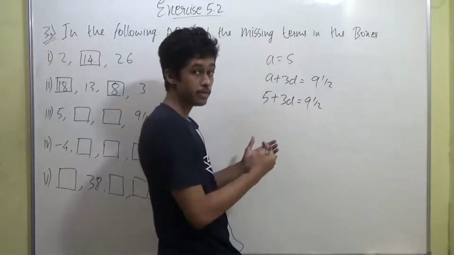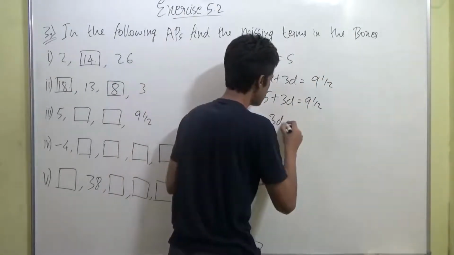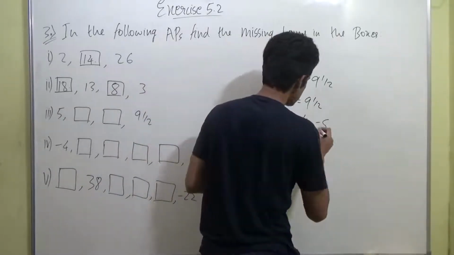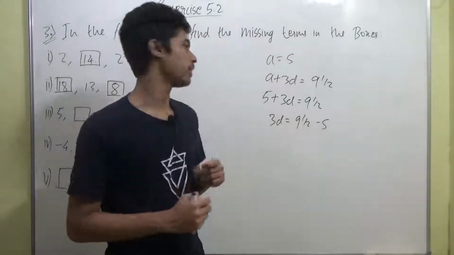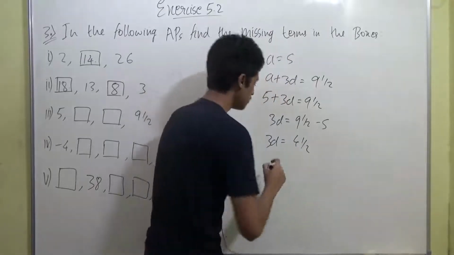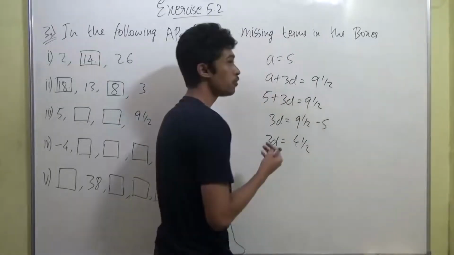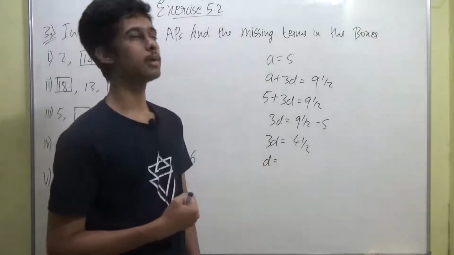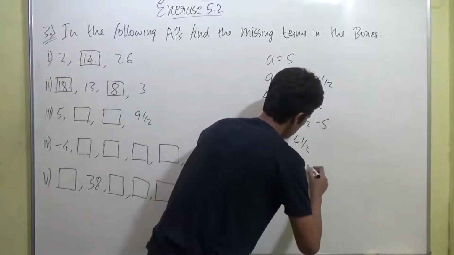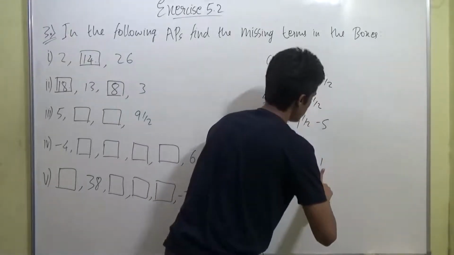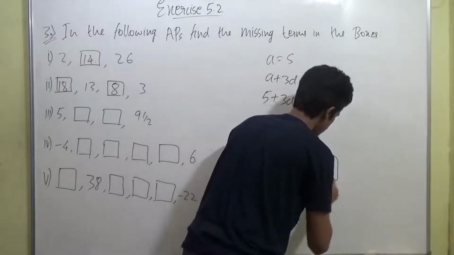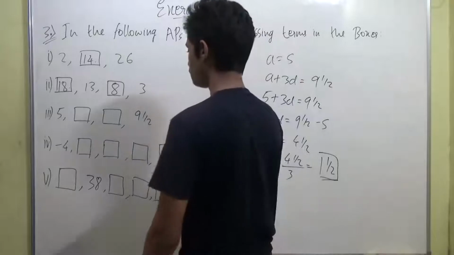Now I'll keep 3d on one side and all the other numbers on the other side. It will become 9 and a half minus 5. So 9 and a half minus 5 is 4 and a half. Okay, so 3d equal to 4 and a half. Correct now? Which means d equal to how much? 4 and a half by 3, which is nothing but equal to 1 and a half. Getting it, guys? 4 and a half by 3 will become 1 and a half. So the value of d is 1 and a half.